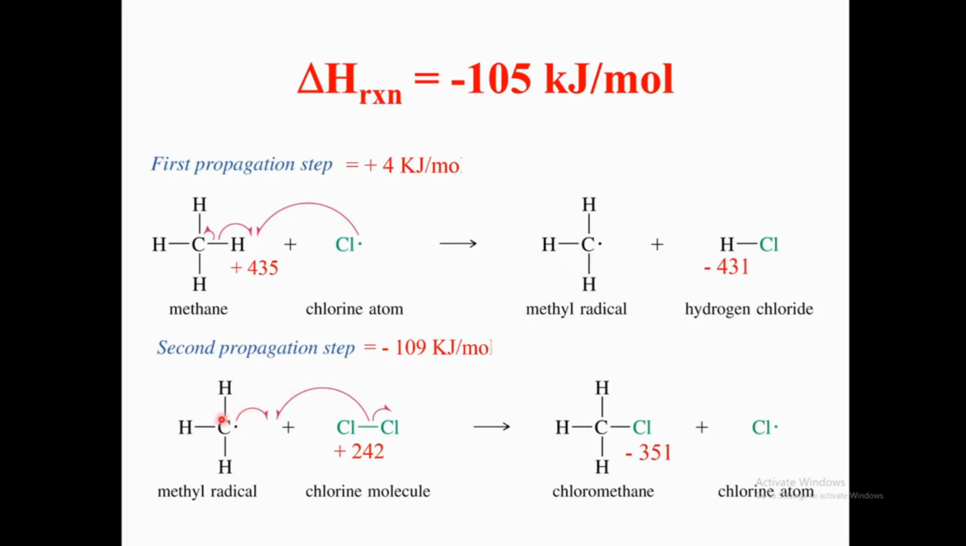Radical is formed, methyl radical, which further reacts with chlorine, and this is the bond making between carbon and chlorine, and it requires plus 442 to break the bond between chlorine and chlorine, and the minus 351 energy is required to make the bond between carbon and chlorine.